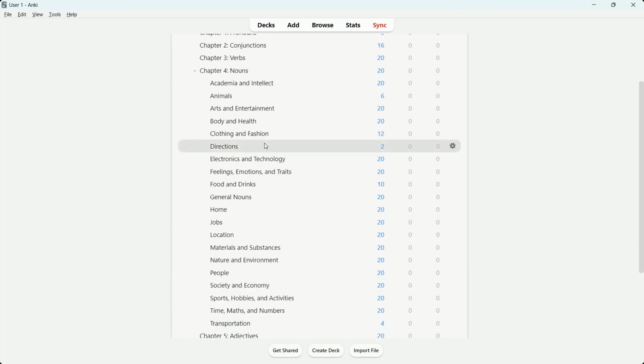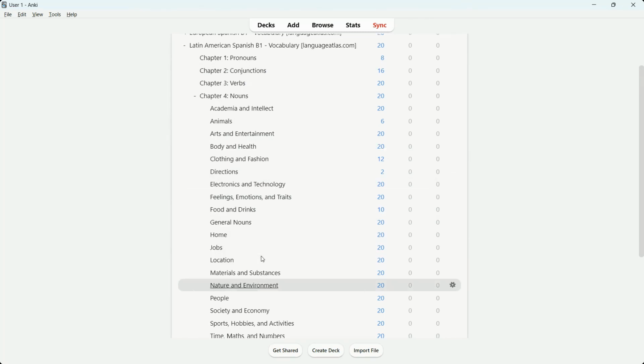What I've done is take a look at all the different nouns within chapter 4 nouns, and I've categorized them by theme. So if you wish to learn more about clothing and fashion, you can do so. If you wish to learn more about food and drinks, you can do so. If you wish to learn more about nature and environment, you can do so, etc. So anytime you wish to learn a certain theme, you're able to do so.